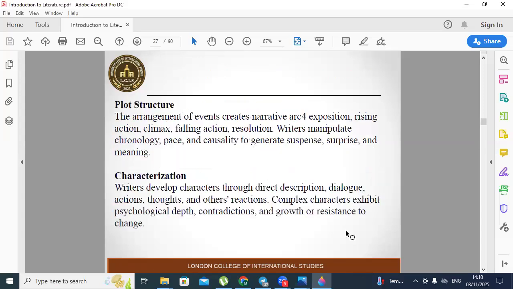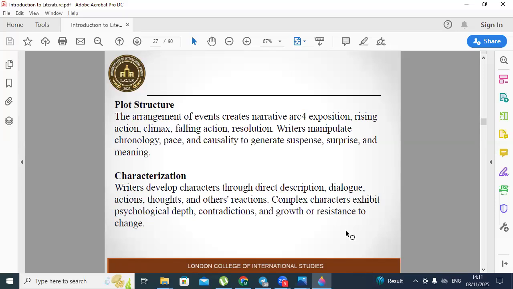Plot structure: the arrangement of events creates a narrative arc. The traditional structure includes the exposition, introducing setting and characters; rising action, where complications and conflicts develop; climax, the moment of highest tension or the turning point; falling action, where consequences unfold; and resolution, where conflicts resolve, often with some degree of closure.